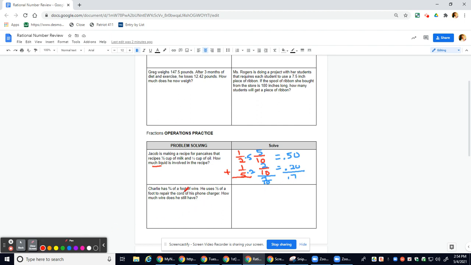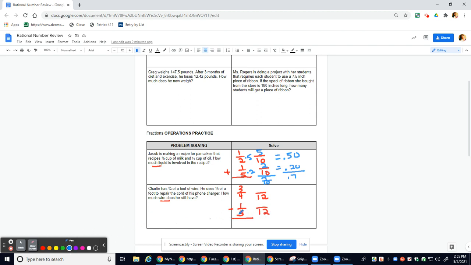Charlie has 3/4 foot of wire. He's using 1/3 of that foot to repair the cord of his phone charger. Well, how much wire does he still have? Once again, if I'm adding or subtracting, what's important here is that you're going to have to find a common denominator. So I'm going to subtract 3/4 minus 1/3, and I know that 4 and 3 share the common multiple of 12, the least common multiple of 12.